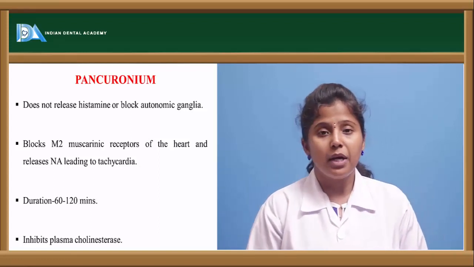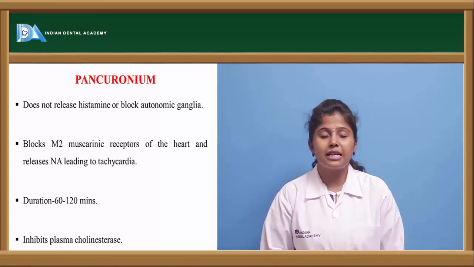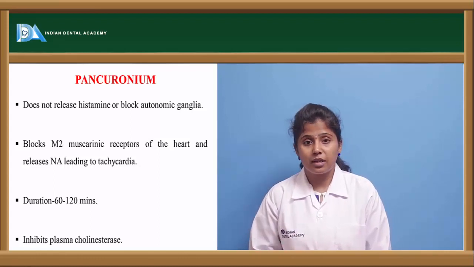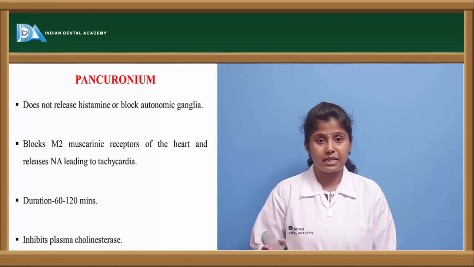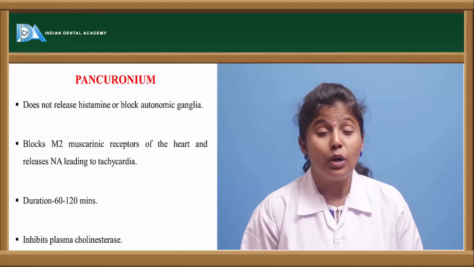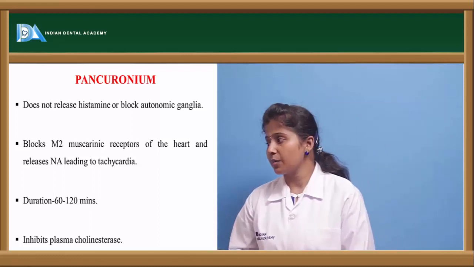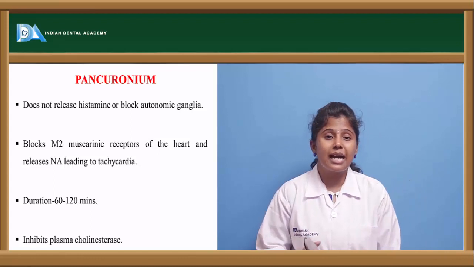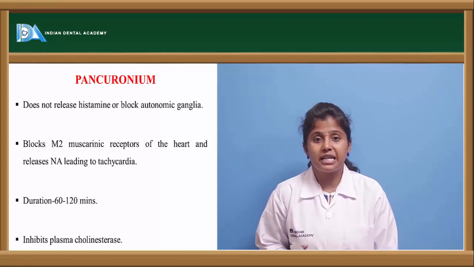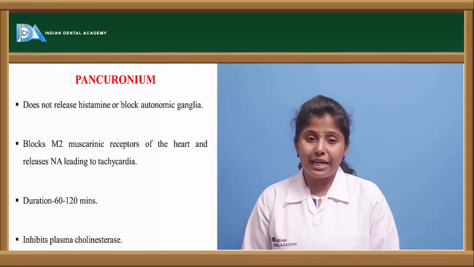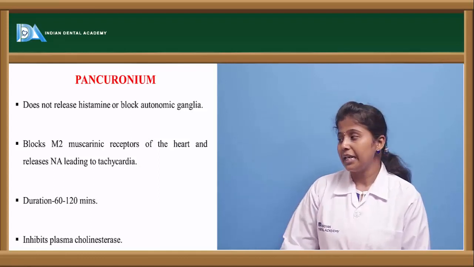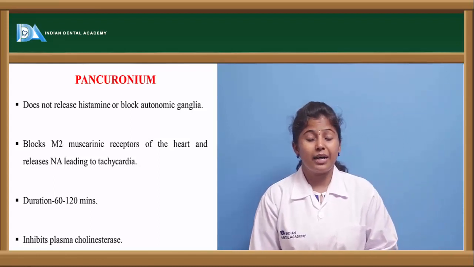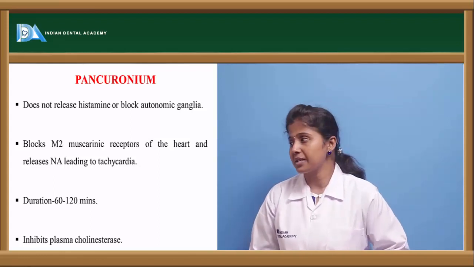The other drug is pancuronium. Pancuronium does not release histamine at all, and it does not act in ganglionic blockade. It acts at the neuromuscular junction. It does not block the receptors at the ganglion. It mainly acts at the muscarinic receptors which are present in the heart. It blocks the activity of acetylcholine at the M2, that is muscarinic 2 receptors, and thereby it releases noradrenaline, leading to tachycardia. The duration of action of this drug is about 60 to 120 minutes, and it inhibits the cholinesterase enzyme which is present in the plasma.